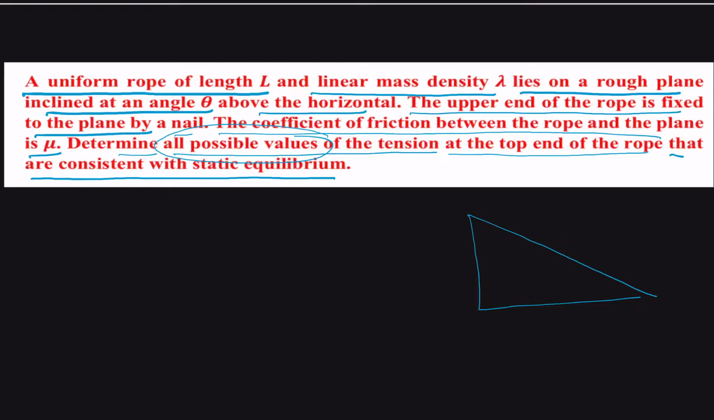So this is our slope at an angle of theta, on which a rope is placed, and the top end has a nail. So this is a nail. With the help of the nail it is fixed, and we have to find out the tension. The coefficient of friction is mu, the linear mass density is lambda, and the length is L. So you can see our mu, and this is our L.